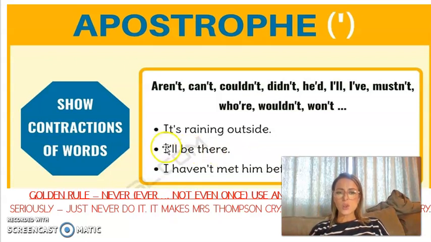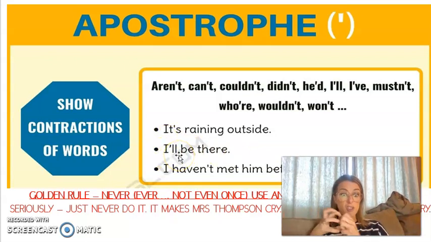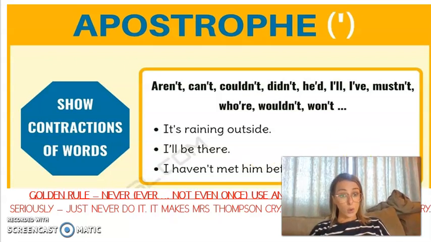So this is called a contraction, because when something contracts, it gets smaller. We started out with two words, I will, and then we've contracted. We've made it smaller into one word so we can speak and write more quickly. That's what a contraction is.